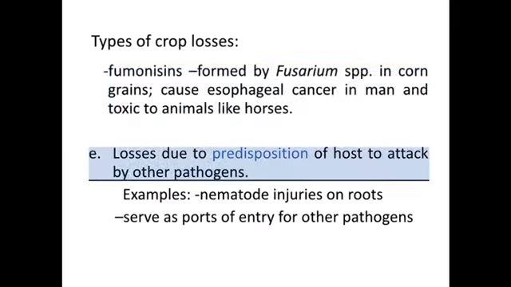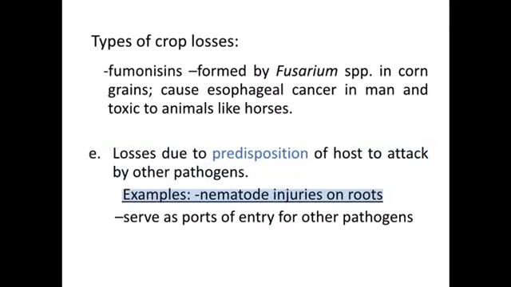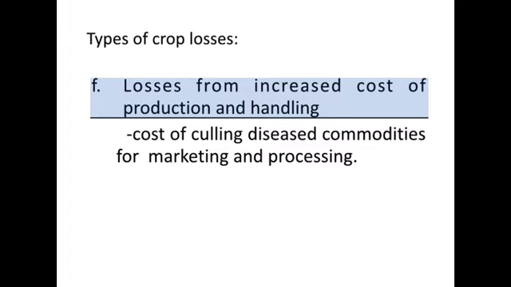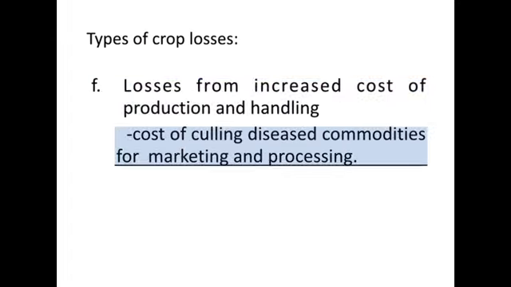E. Losses due to predisposition of host to attack by other pathogens. Examples: nematode injuries on roots serve as ports of entry for other pathogens. Types of crop losses. F. Losses from increased cost of production and handling, including the cost of culling diseased commodities for marketing and processing.